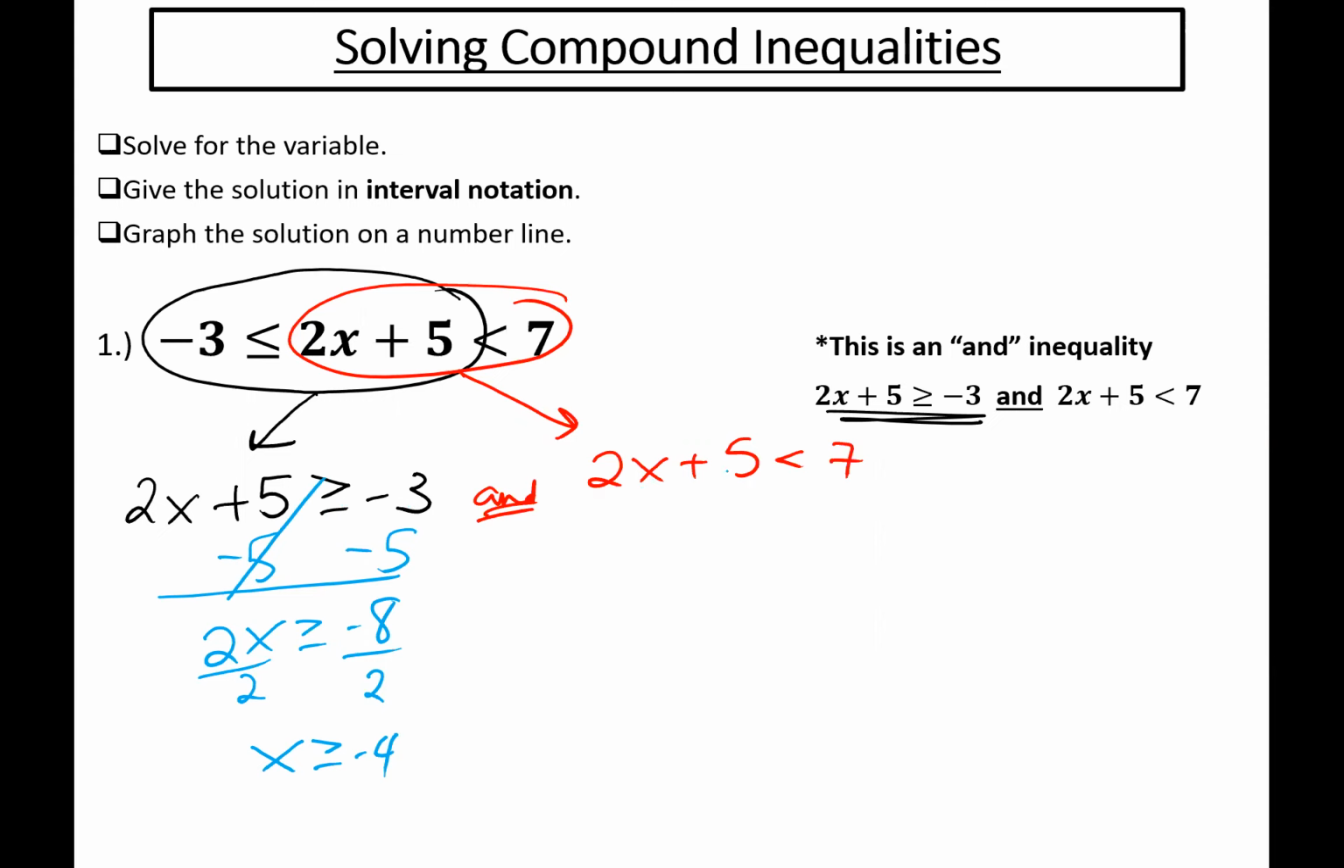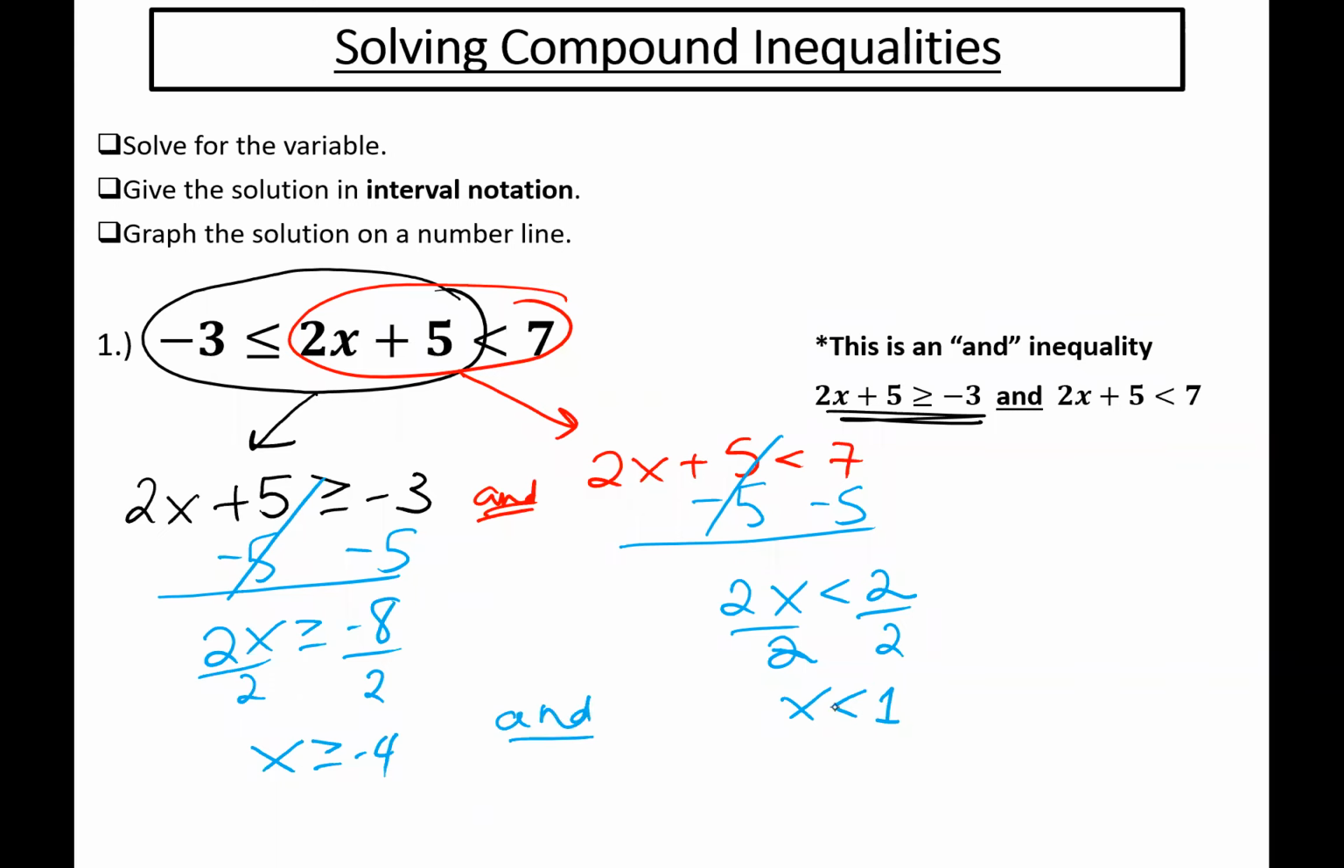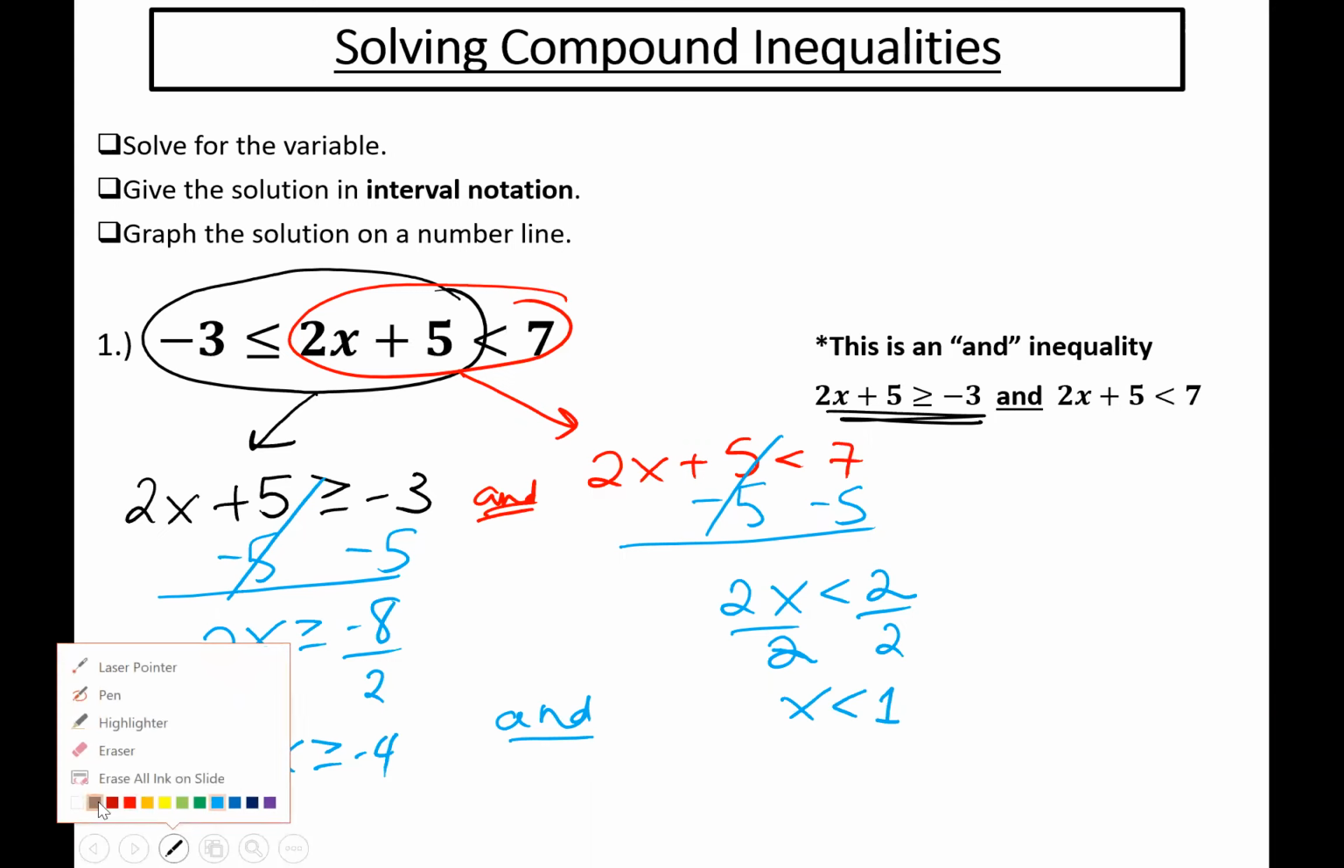Now moving to the other inequality, 2x plus 5 is less than 7. Let's subtract 5 on both sides. 2x is less than 2. Then divide both sides by 2. X is less than 1. So here's the answer I'm getting. X is greater than or equal to -4 and x is less than 1. So let's try to represent that on a number line.